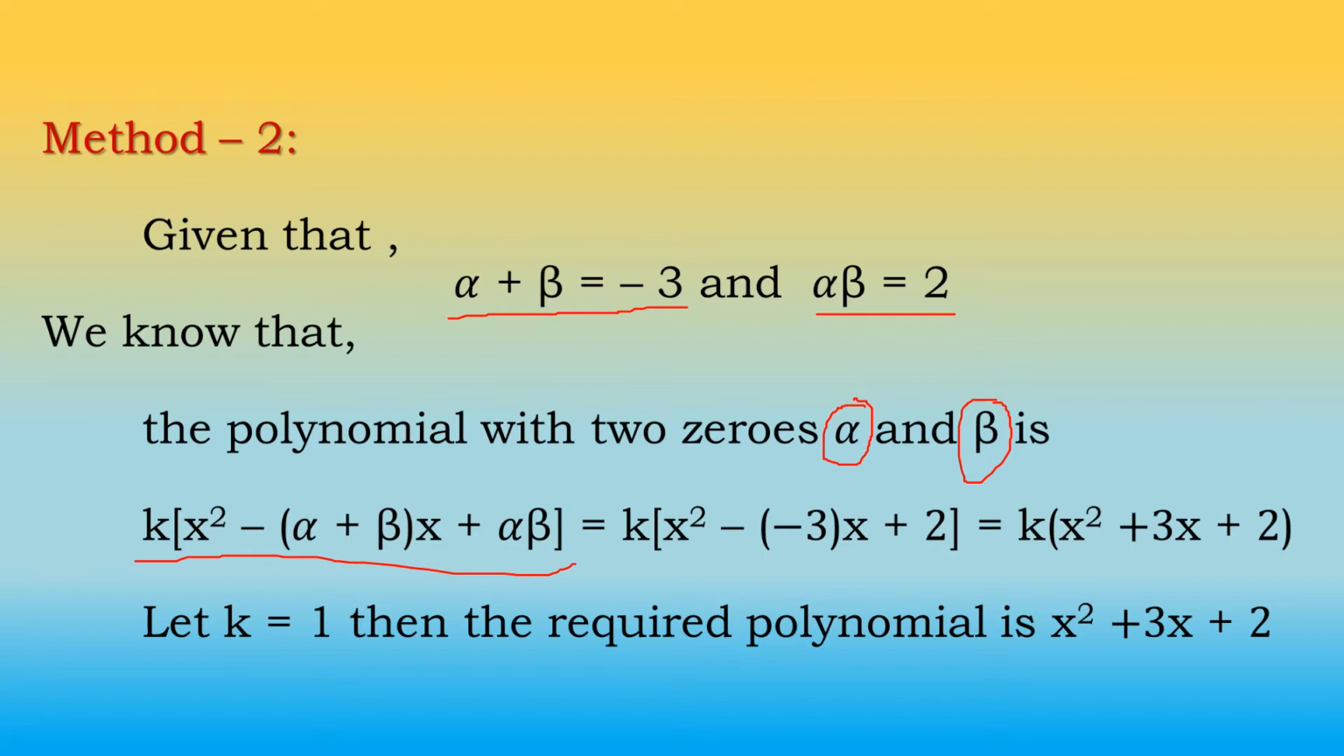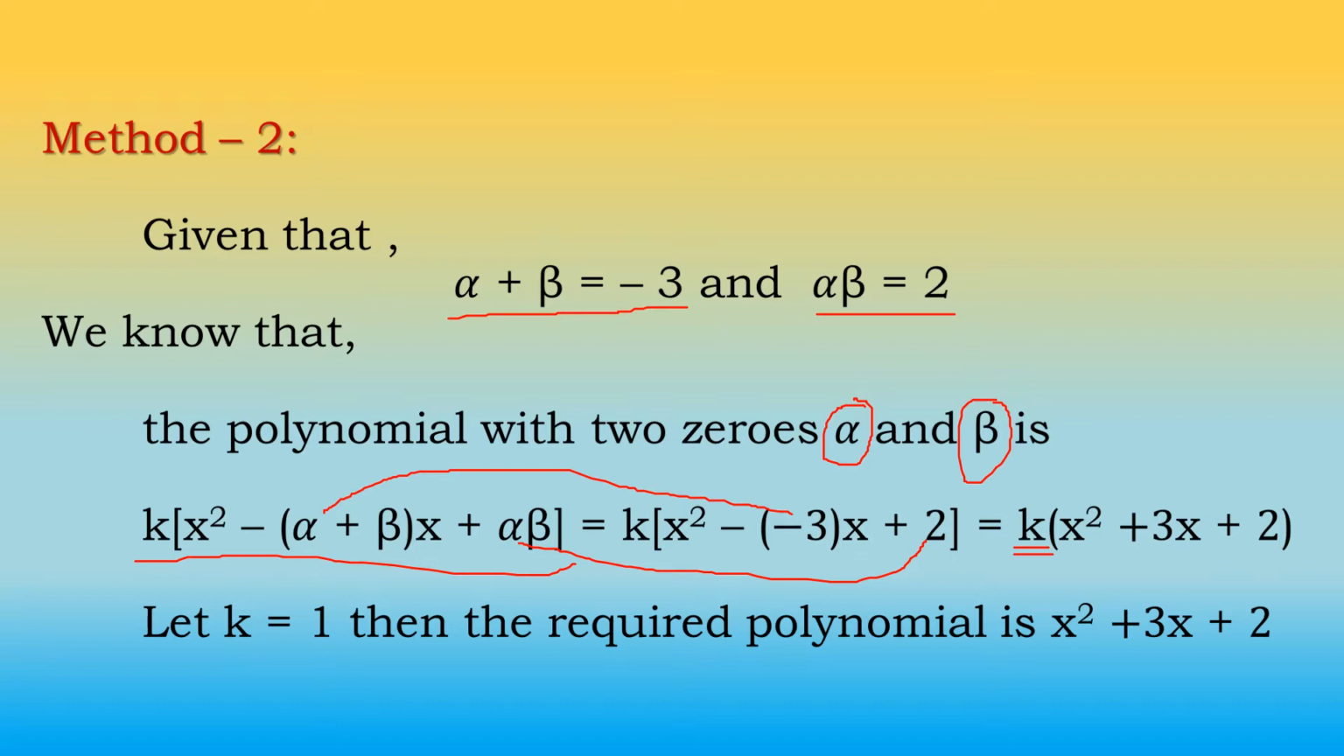Now by using this quadratic polynomial formula we are finding: k into x square, and the value of alpha plus beta is minus 3, so minus of minus 3 into x, plus the product of zeros, alpha into beta, which is given as 2. So finally we have k into x square plus 3x plus 2. Now, as we know, the value of k is nothing but a real number. Now what is to be considered in place of k?